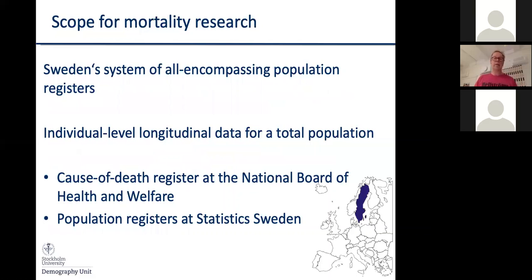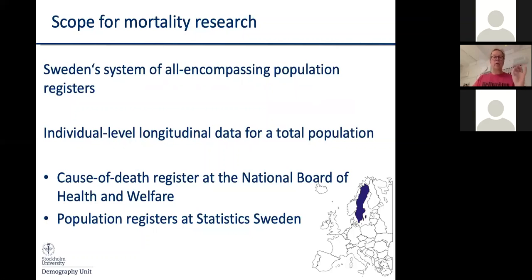Then of course this opens up opportunities for new mortality research, which we have taken advantage of, thanks to the all-encompassing population register system of Sweden, and also the possibility to relatively quickly update what is happening in the population register data. So we have individual level data, longitudinal data for a total population where we can follow people over time, and we can apply standard demographic methods to study death rates.